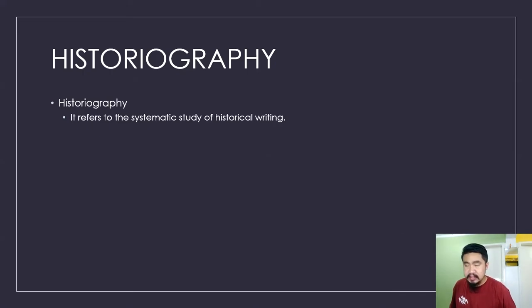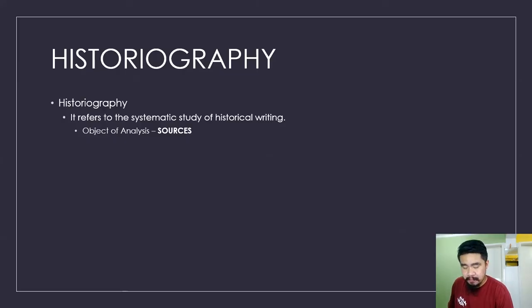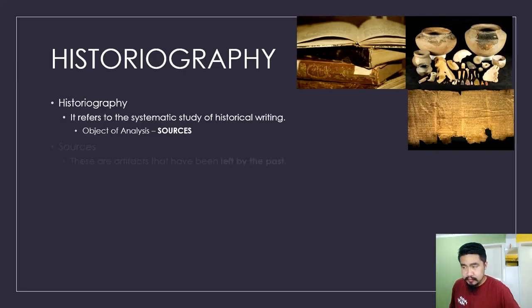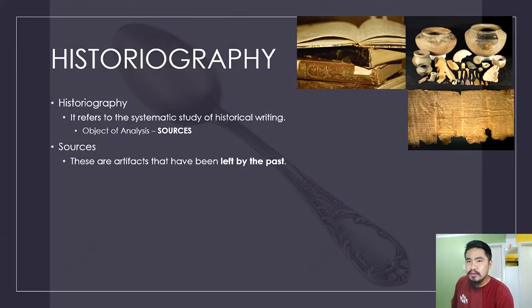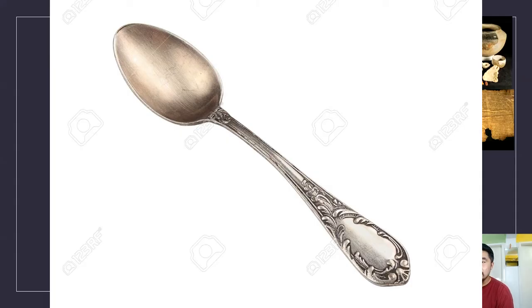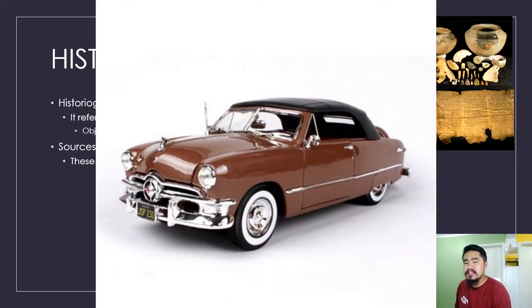When speaking about text, ang object of analysis natin would now be sources. So we have a term which is now historical sources. Now, to define sources, sources are artifacts that have been left by the past. So for instance, yung spoon ng nanay mo could be considered to be a source. Or yung spoon ng nanay mo noong kabataan could be considered to be a source. Or yung mga vintage car ng ating mga lolo at lola. So basically, they are considered to be sources.